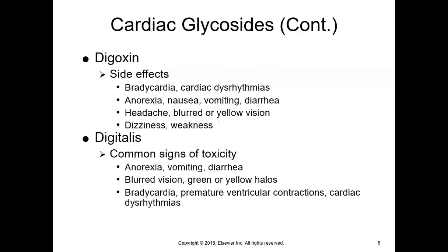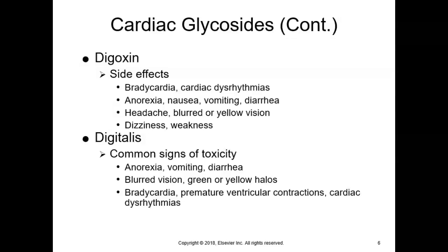So again, digoxin is your prototype cardiac glycoside. We're talking about it being used to treat heart failure. It works by inhibiting the sodium-potassium ATPase, promoting increased force of cardiac contraction, cardiac output, and tissue perfusion, and decreasing ventricular rate, or that heart rate.